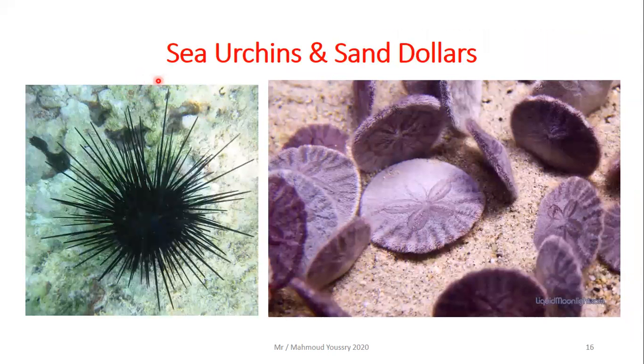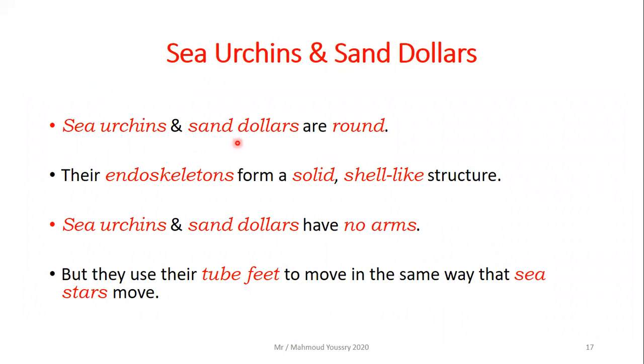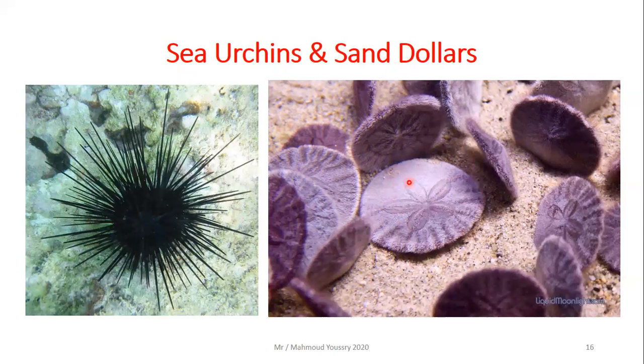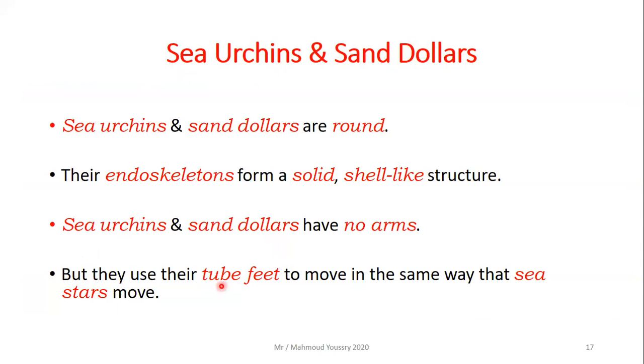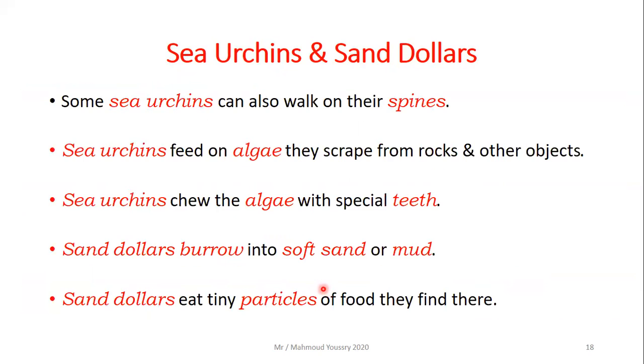Okay, the second one, sea urchins and sand dollars. These are the sand dollars, and the one to the left, the spiny one, is the sea urchin. Sea urchins and sand dollars are round. Their endoskeleton forms a solid shell-like structure. They have no arms, but they use their tube feet to move in the same way the sea star moves.